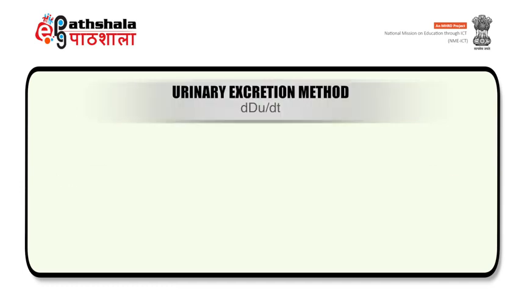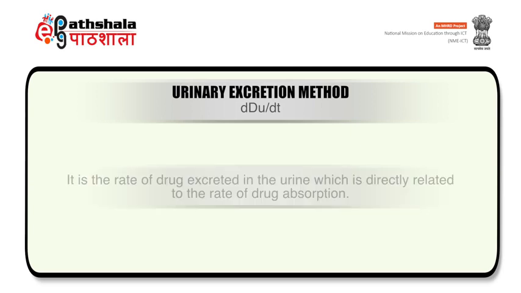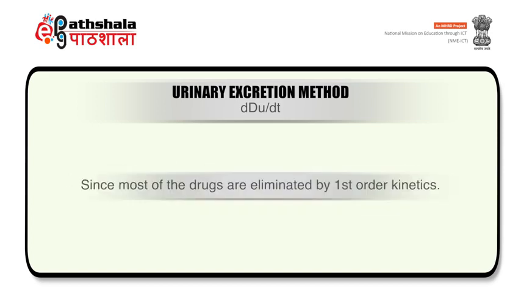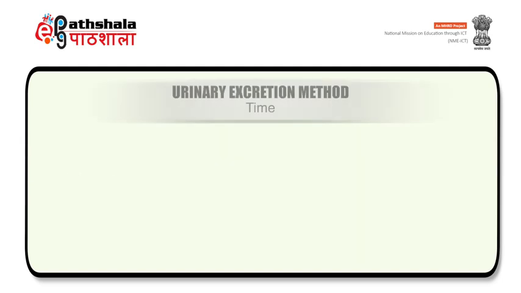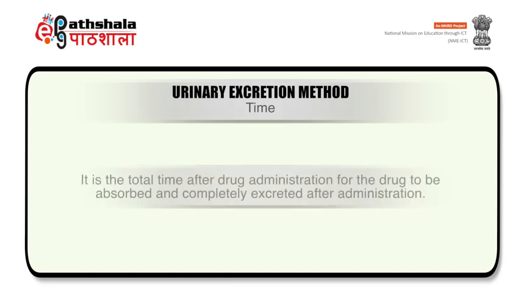The second parameter is du by dt. It is the rate of drug excreted in the urine, which is directly related to the rate of drug absorption. Since most of the drugs are eliminated by first order kinetics, the rate of drug excretion depends on first order elimination rate constant Ke and the concentration of the drug in the plasma C. The third is the total time after drug administration for the drug to be absorbed and completely excreted.